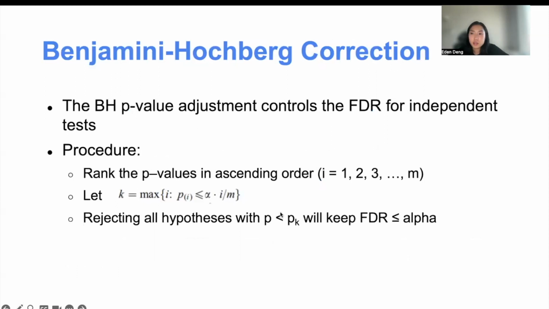To control the FDR, the Benjamini-Hochberg method is probably the most popular type of correction. How it works is you first rank all of the p-values in ascending order, and then you find the largest p-value that is less than or equal to the desired FDR times the rank out of the total number of tests. You take this p-value as your new significance threshold. Then rejecting all the hypotheses with p less than this cutoff will keep our false discovery rate less than or equal to that pre-specified level. Here it's denoted as alpha again.